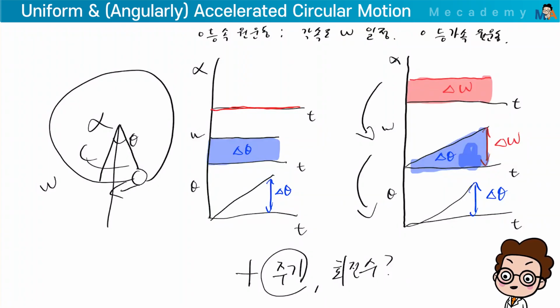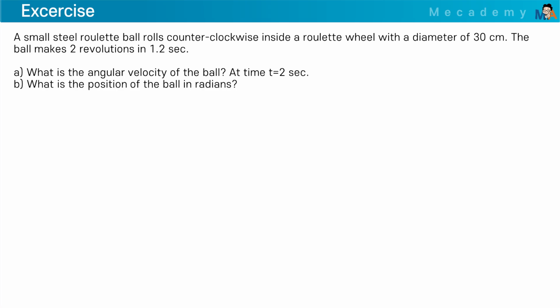So let's try solving an example problem. A small steel roulette ball rolls counterclockwise inside a roulette wheel with a diameter of 30 centimeters. The ball makes 2 revolutions in 1.2 seconds. What kind of circular motion is this? This is asking about uniform circular motion, right? The ball makes 2 revolutions in 1.2 seconds.